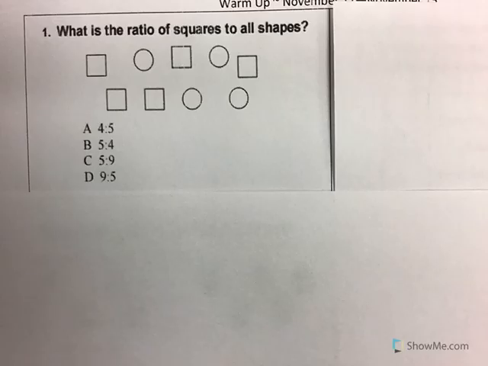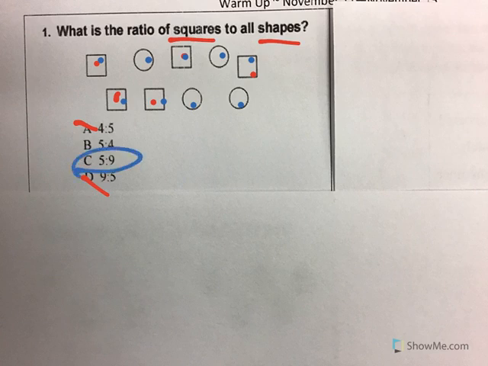Okay, number 1 was a ratio problem. It says, what's the ratio of squares to all shapes? So I have 1, 2, 3, 4, 5 squares. So right now you know it's not A or D. And then it says all shapes, so I got to count the squares. So I got 1, 2, 3, 4, 5, 6, 7, 8, 9. So my answer is C, which is 5 to 9. This is a part to whole ratio.